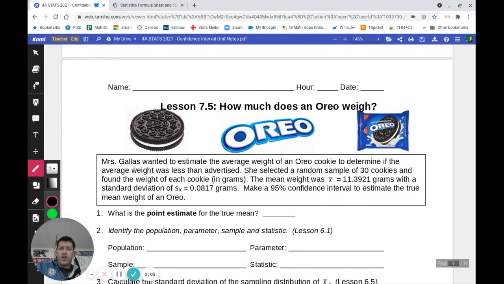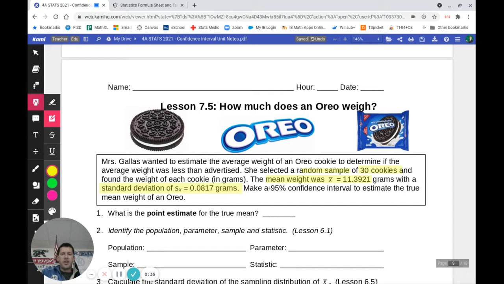Let's go. We're trying to estimate the average weight of an Oreo cookie, and determine if the average weight is less than advertised. Someone already did this: Ms. Gallus is awesome over at StatsMedic. She got a random sample of 30 cookies and found the weight of each cookie in grams. Her sample mean, x bar, was 11.3921, and the standard deviation of her sample was 0.0187. And we want to make a 95% confidence interval to estimate the true mean weight.